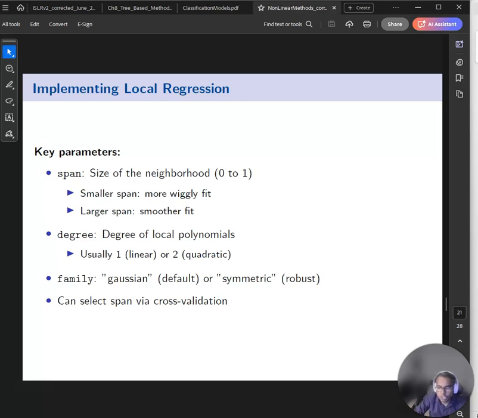The family parameter determines how outliers are handled. The default is the Gaussian option that uses standard least squares, while the symmetric option implements a more robust version that is less sensitive to outliers. For any local regression model, selecting an appropriate span is crucial. You can manually set it, or you can let cross-validation decide for you. By testing different spans on the testing data, you can also identify the value that balances flexibility and stability.